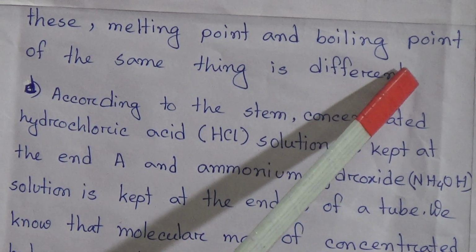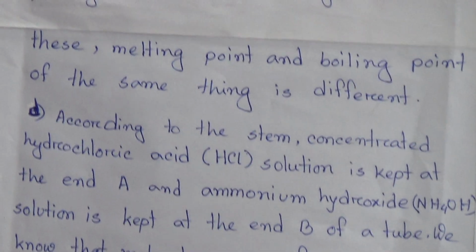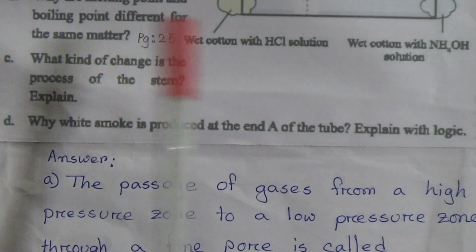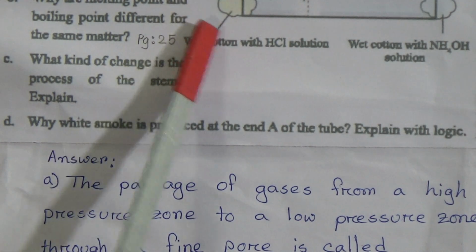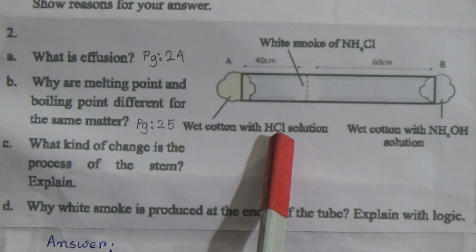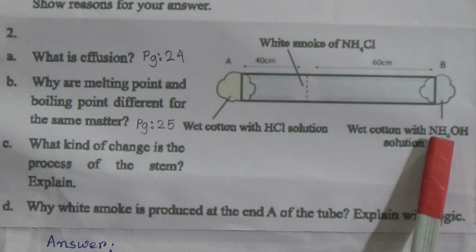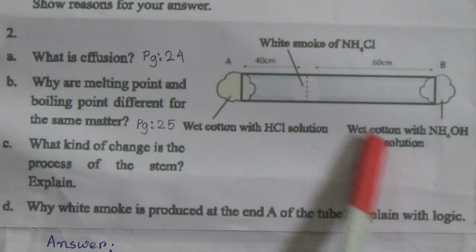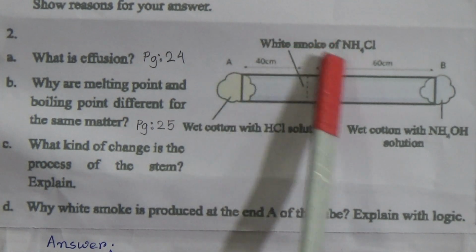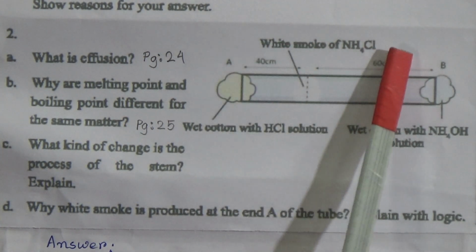Dear students, now come to question C. What kind of change is the process of the stem? Explain. Come to the stem again. Here in A there is hydrochloric acid, in B there is ammonium hydroxide solution, and there is white smoke which is indicated as ammonium chloride.